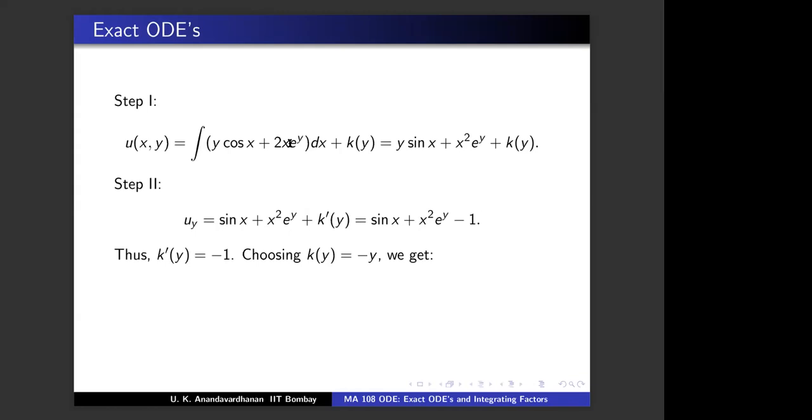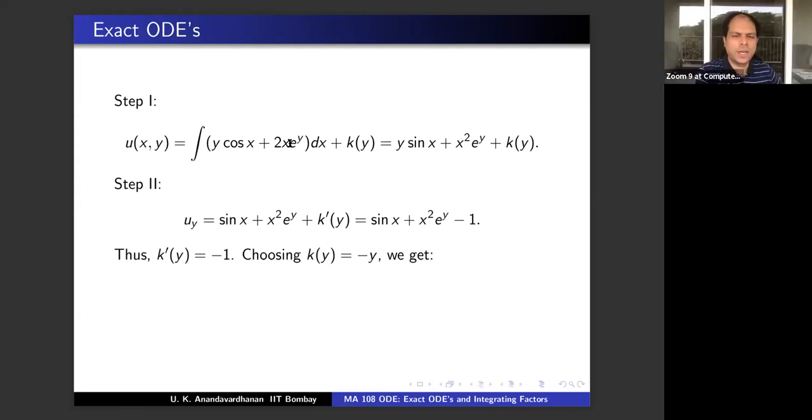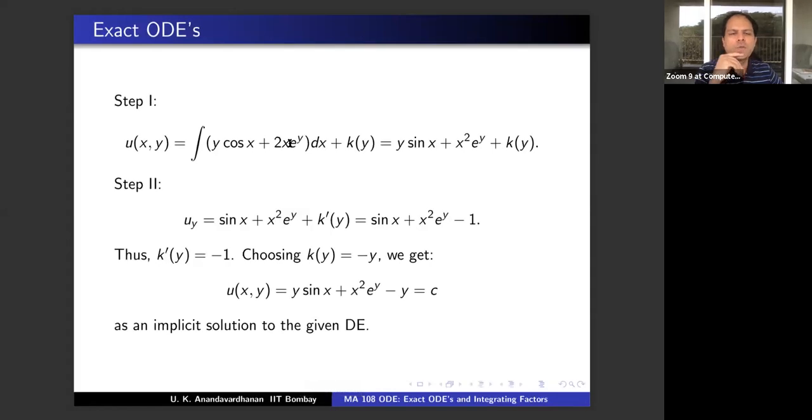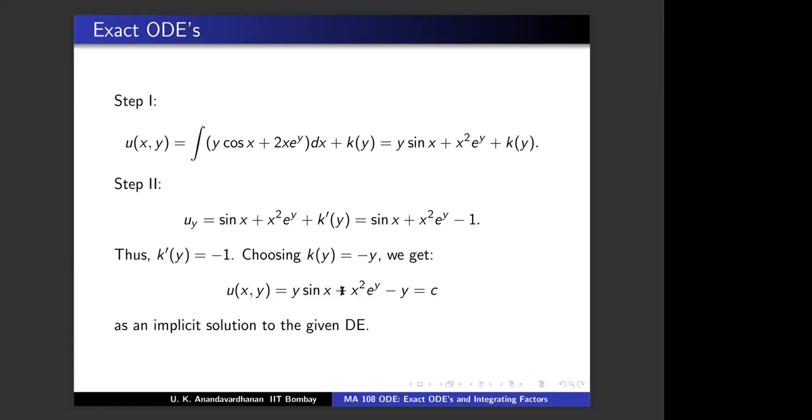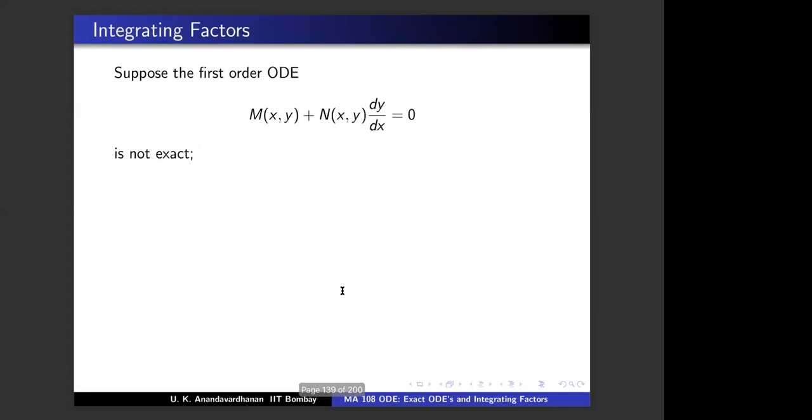But plus a constant doesn't matter, because anyway you're going to put a constant later. So you got u(x,y) equal to y sin x plus x square e^y minus y. And the answer is u equal to a constant. So you have got an implicit solution, right? This kind of implicit thing is difficult to make explicit, because y is coming as an exponential and y is coming here, etc. You can leave it like that. Okay, so you have got an implicit solution to the given differential equation.